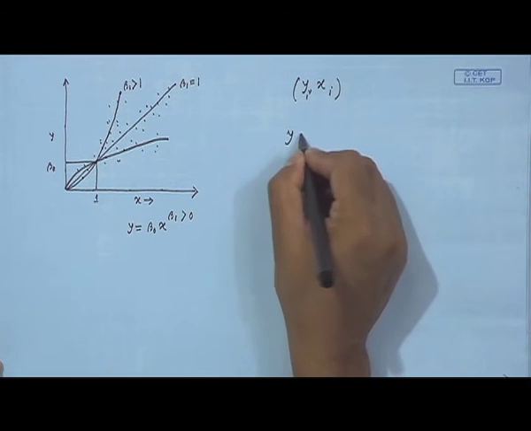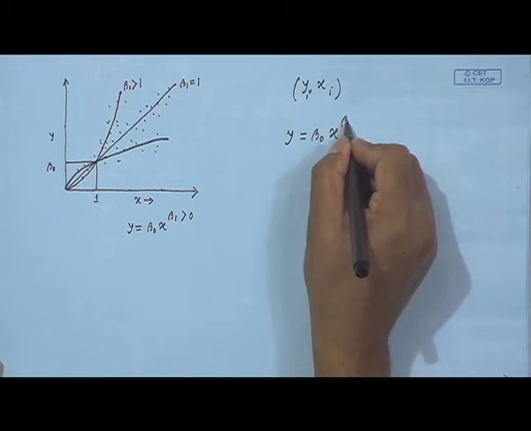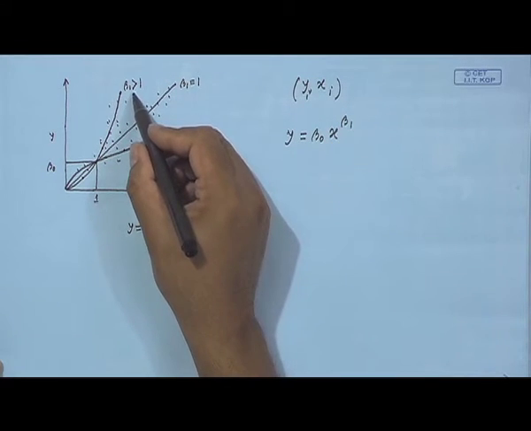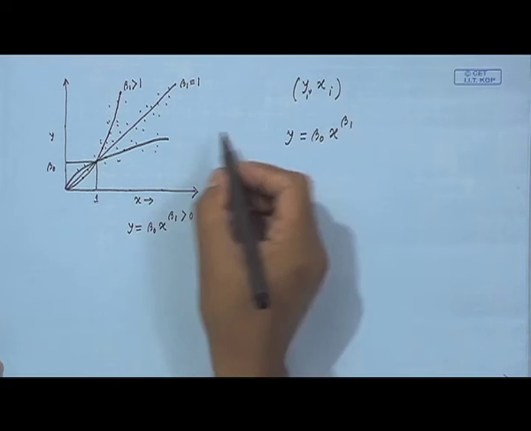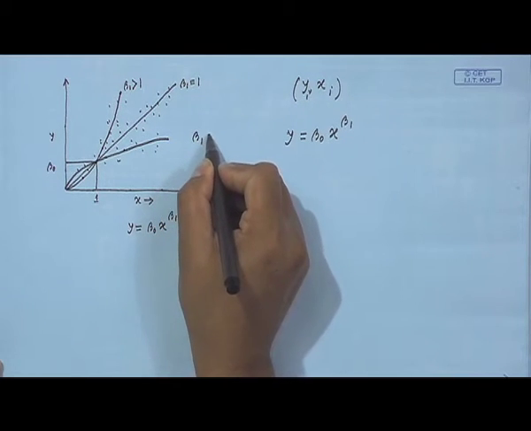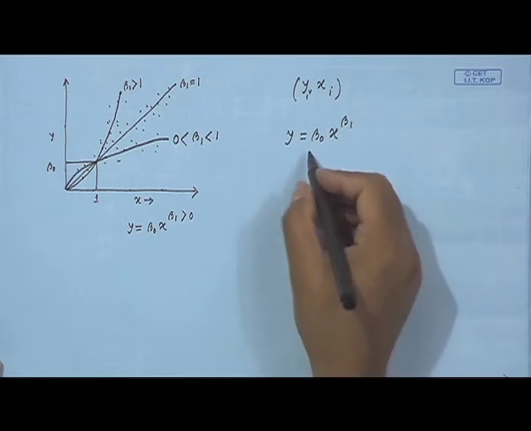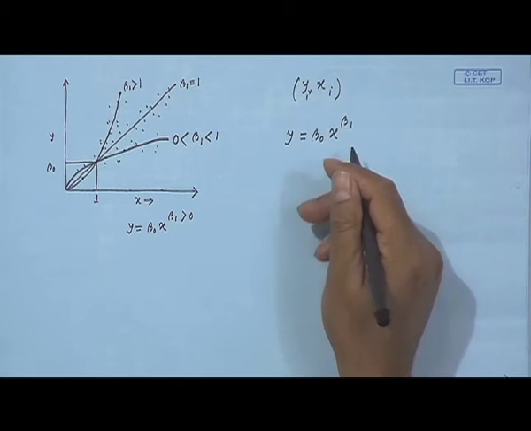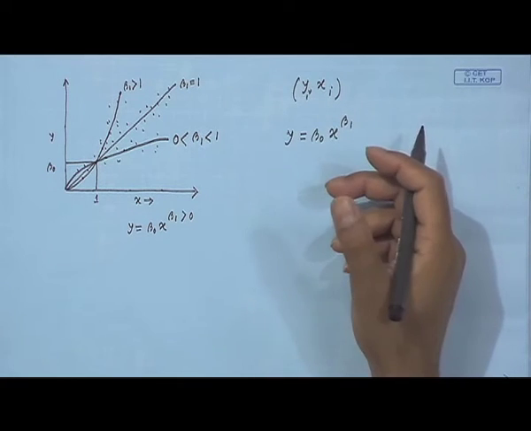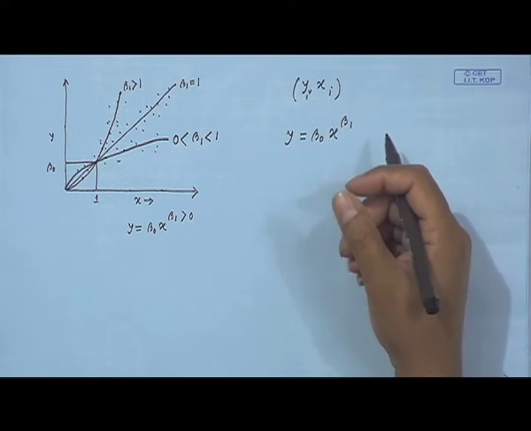Relationship is y equal to beta naught x to the power of beta 1. So, this one is the case when beta 1 is greater than 1. This is the case when beta 1 is equal to 1, and this is the case when beta 1 is less than 1, but greater than 0. Okay. So, as I told before, there are some nonlinear relationships which can be easily transformed into linear form. Those are called linearizable functions.